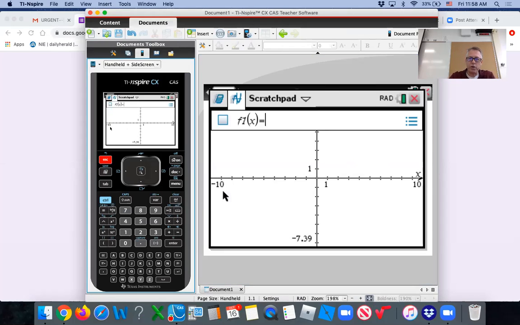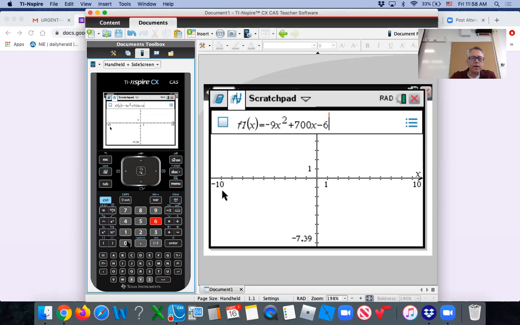And so my function is negative 9 x squared. The x is down here. So negative 9x squared plus 700x minus 6,005.